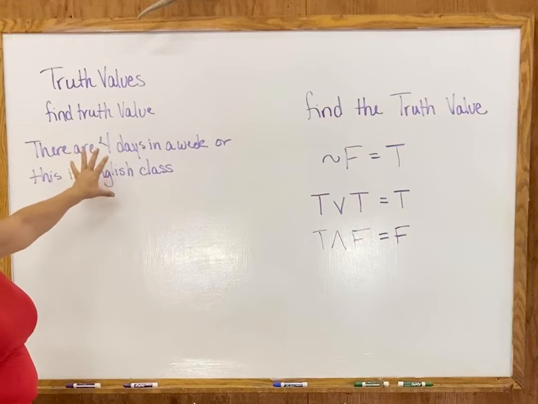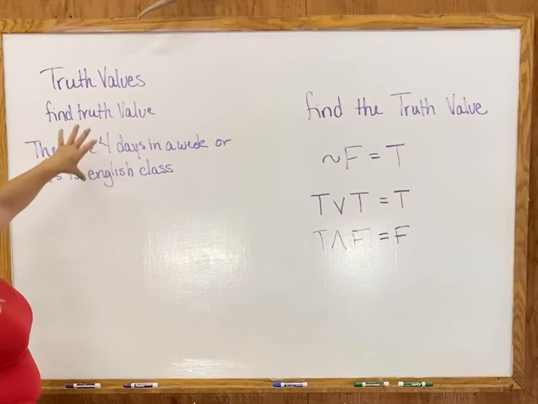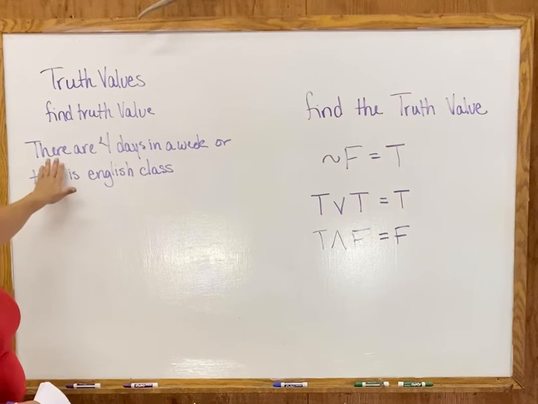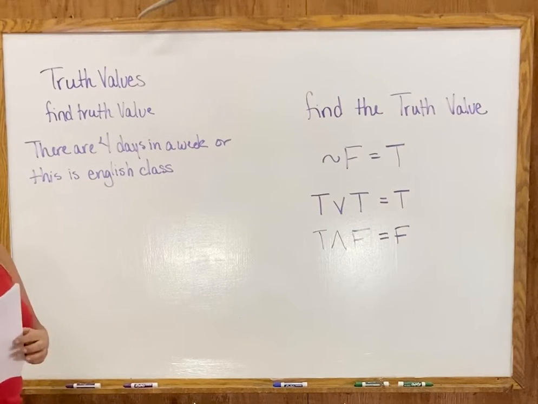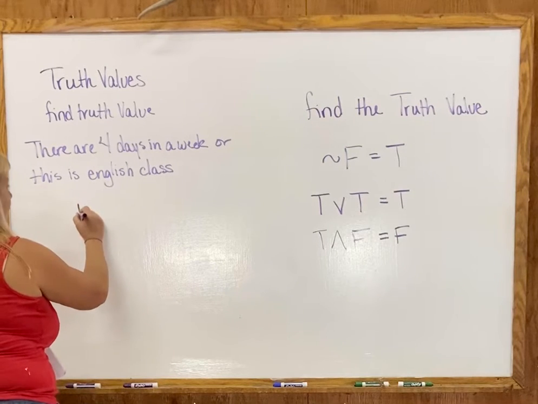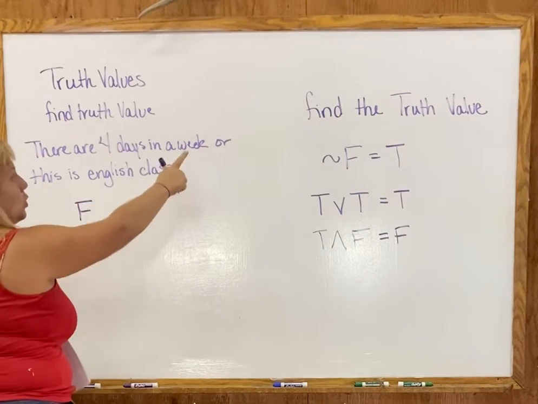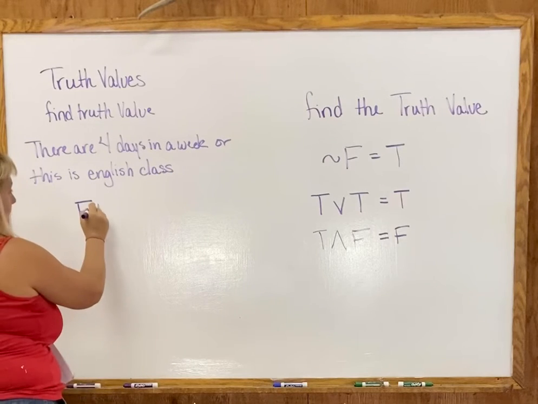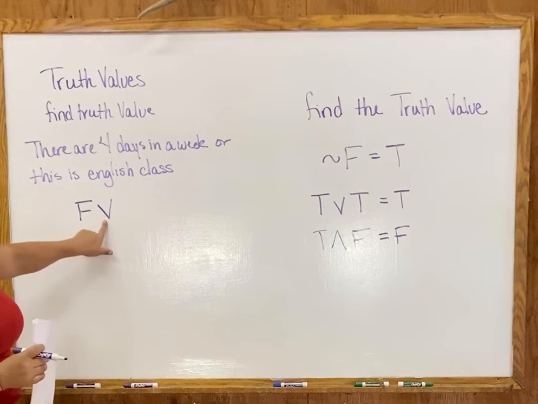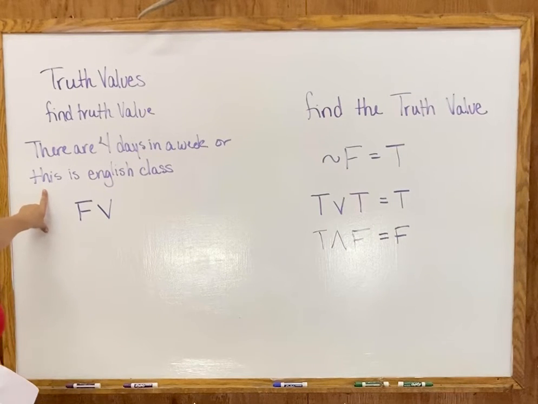So all they're asking us to do is to find out in the real world whether or not these are true or false. So the first statement is there are 4 days in a week. That is not true, is it? So we're going to say false. The word or means that we're going to write this notation. Everybody agree? Okay. So F or, and then is this English class?